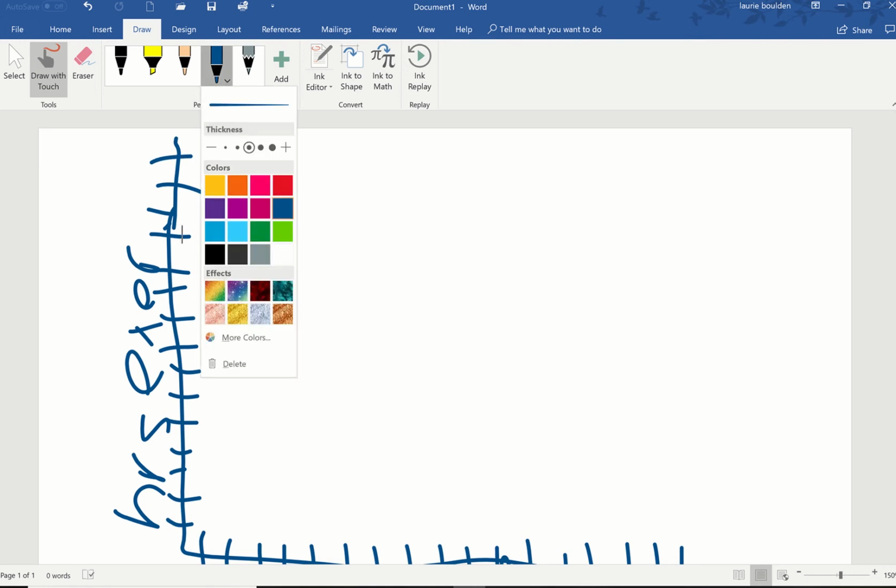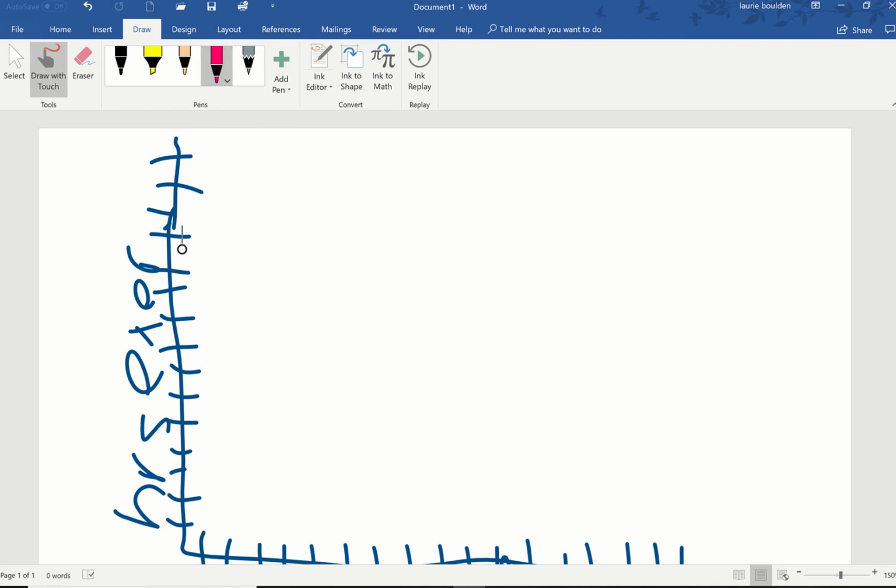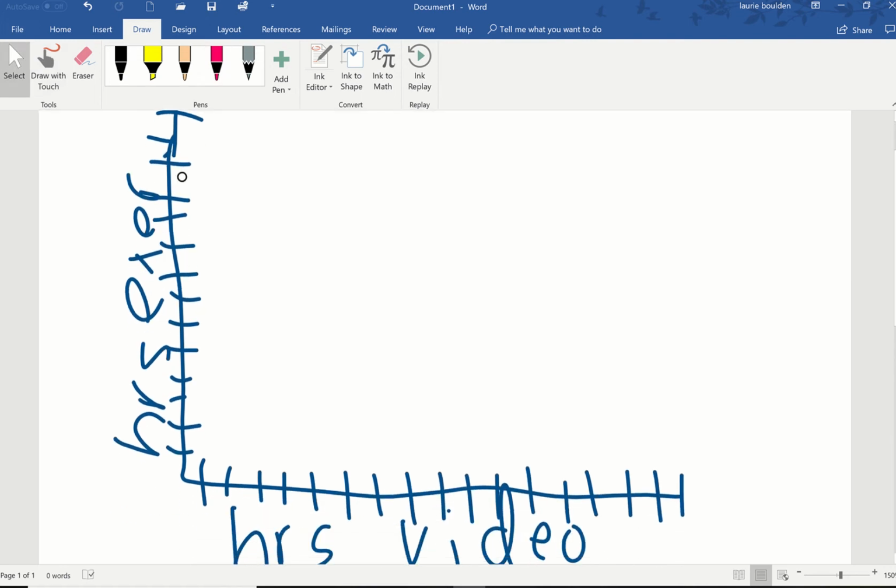Okay, so I have my hours of exercise and hours of video, and so now all I have to do is mark my data points. When I look at the first female, and I'm going to choose pink to do the female, it is 12 hours of video and 2 hours of exercise. So I'm going to go over to 12 hours of video. So 1, 2, 3, 4, 5, 6, 7, 8, 9, 10, 11, 12. And then up to 2 hours for exercise, and then I'll plot my point.